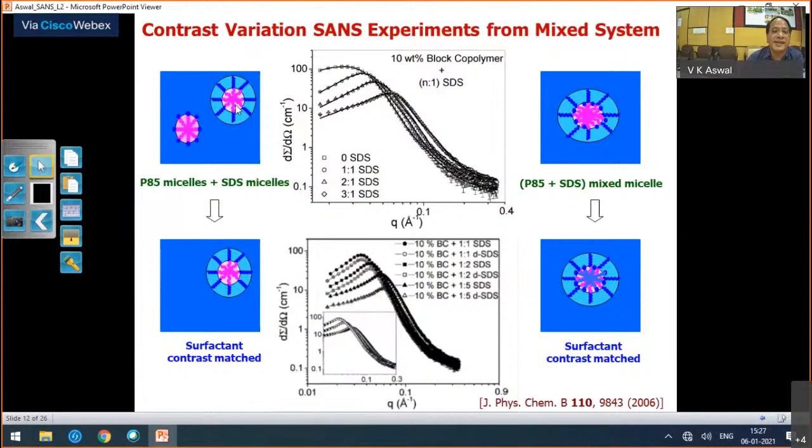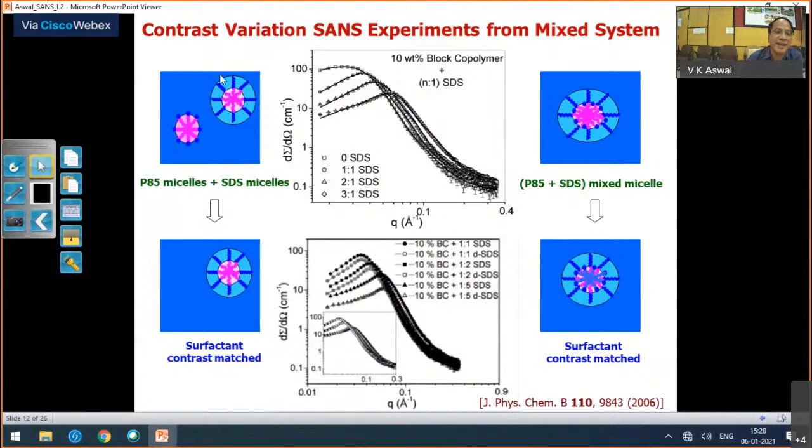One possibility is they will form their own structures like this, or another possibility is that they can form mixed structures like this, because they have some common parts, hydrophobic and hydrophilic parts. So they can also form this kind of mixed structure. So how do you verify? Contrast variation in small angle neutron scattering has the advantage because you can simplify some of the components.